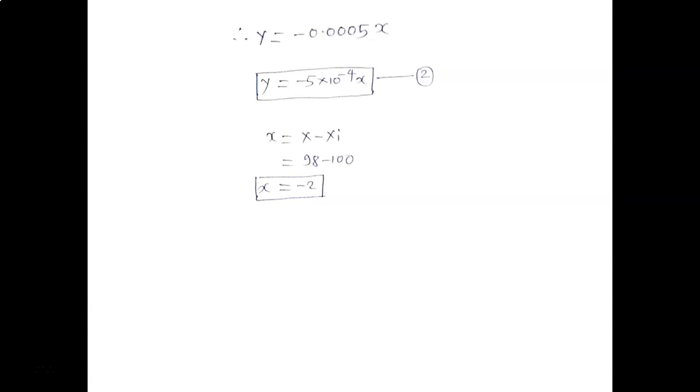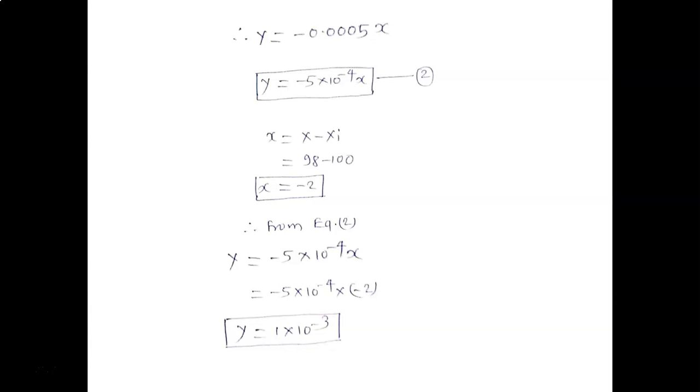Therefore, we will substitute this value of small x in equation 2. We are getting from equation 2, y is equal to minus 5 into 10 raised to minus 4 into small x. Therefore, small y we are getting it as minus 5 into 10 raised to minus 4 into minus 2, which is equal to small y is equal to 1 into 10 raised to minus 3.